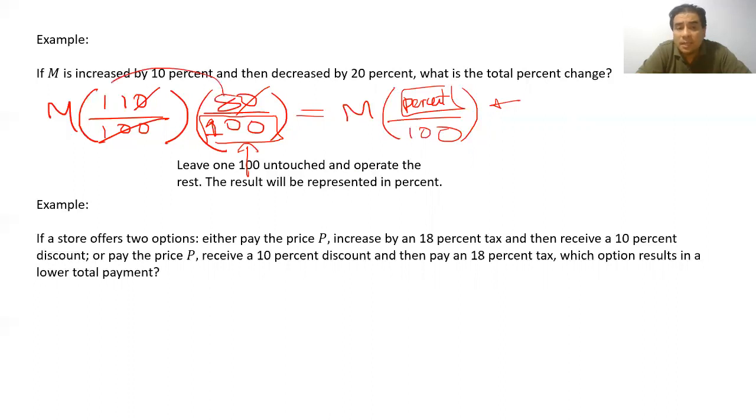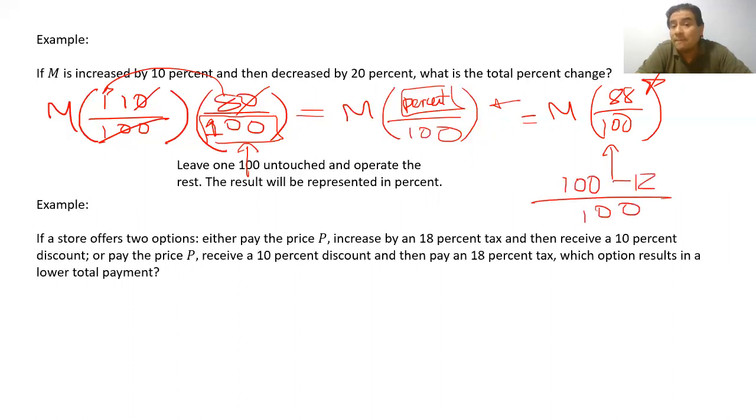Then 8 times 11 is 88. So actually this would be 88 over 100. Now, this would be the total percent change, but what does this factor represent? This is actually (100 minus 12) over 100, meaning that we have a decrease of 12%. So this is the answer, okay? Let's do the next example.